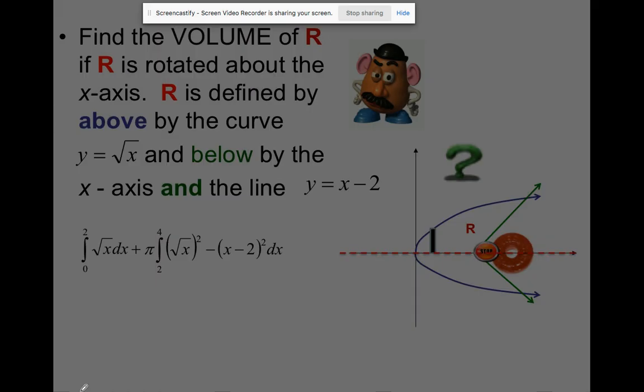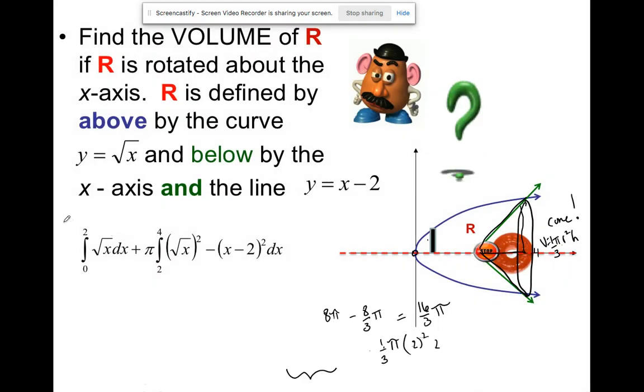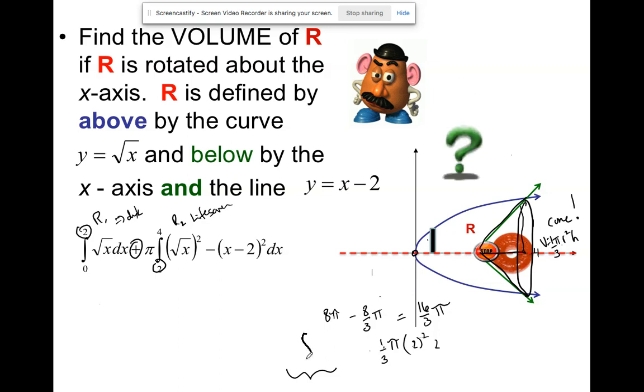Oops, sorry, I didn't mean to go that quickly. Okay, so 2 ways. Region 1, disks, plus region 2, which was lifesavers, because you went from 0 to 2 and then 2 to 4, so you had to add those two together. Or you could do the disk all the way from 0 to 4, pi r squared, subtract out the cone. Pretty cool.